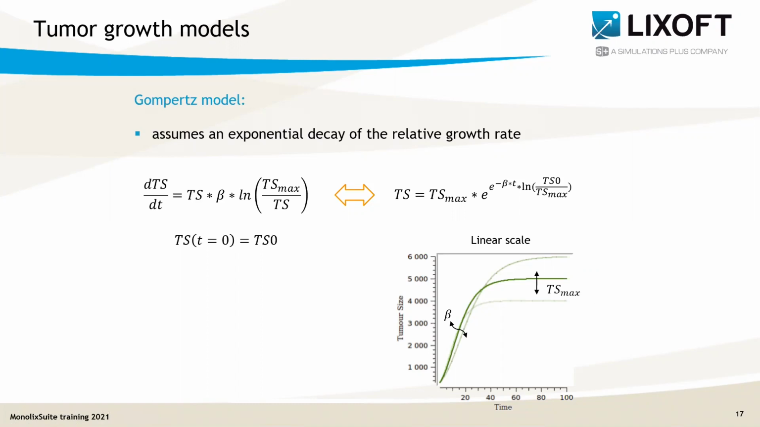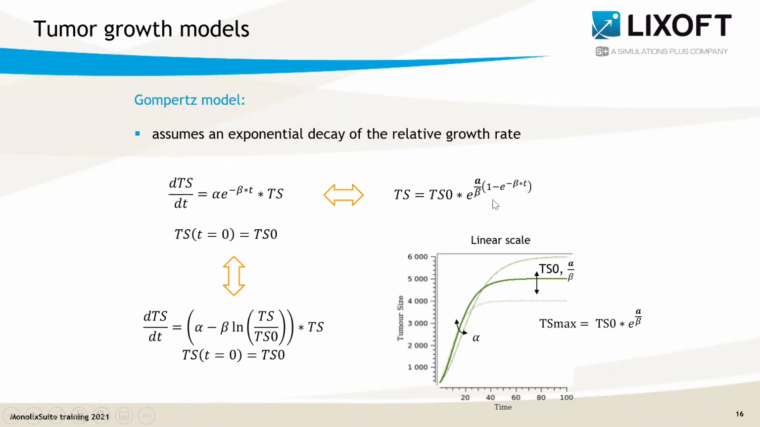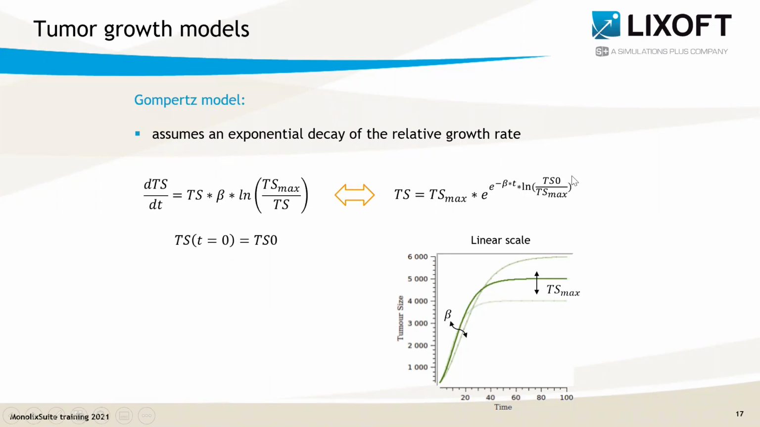Nonetheless, this is a parameterization that we have chosen for the library because it is also more convenient to combine it with other features, such as the dynamic carrying capacity. But it is quite easy for the user to change this parameterization if this parameterization with alpha and beta makes more sense rather than to estimate TS max.